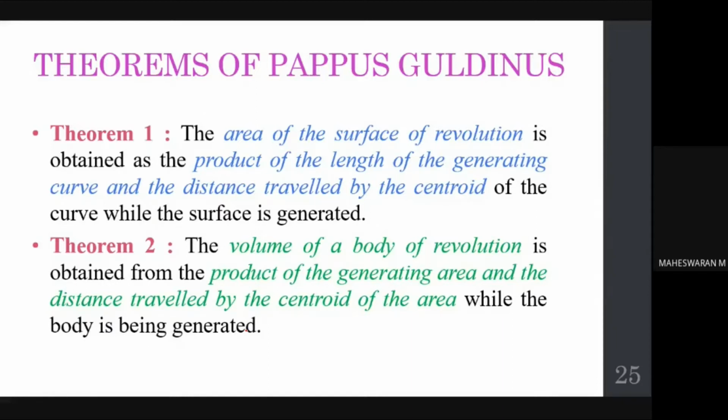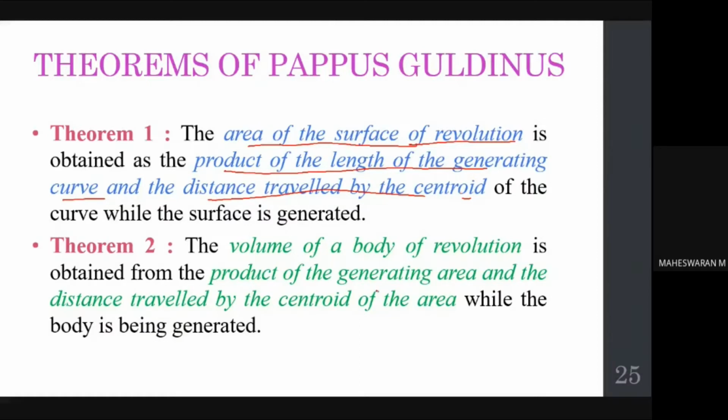So we are going to discuss how to identify area or volume for that particular revolution of surfaces. Okay, so theorem one says that if you want to identify the area of the surface of revolution, then it is nothing but the product of the length of the generating curve and the distance traveled by the centroid. So if I identify the centroidal location for a particular line, whatever line, right? So the length of the line into the distance traveled by the centroid, that will give you the area of the surface, right?